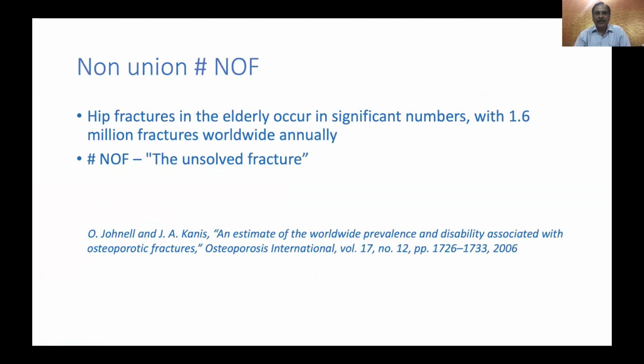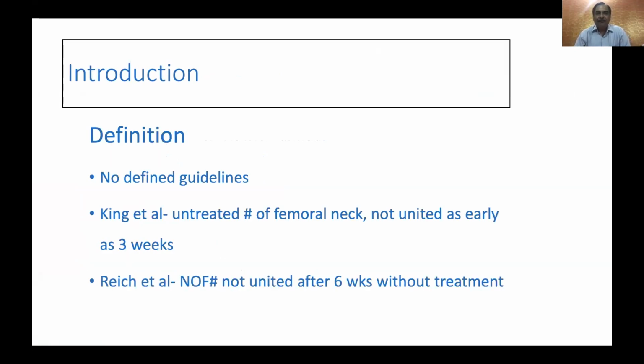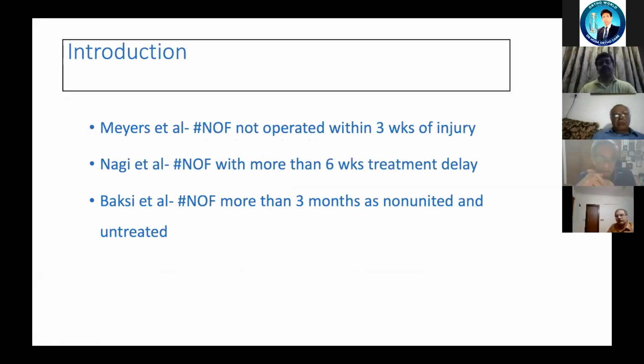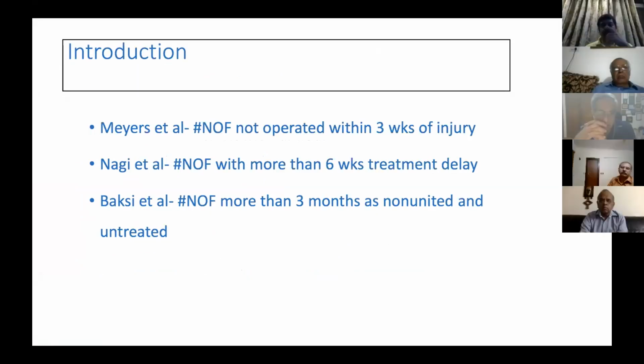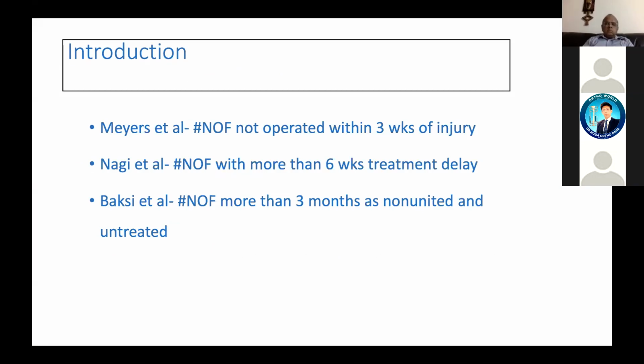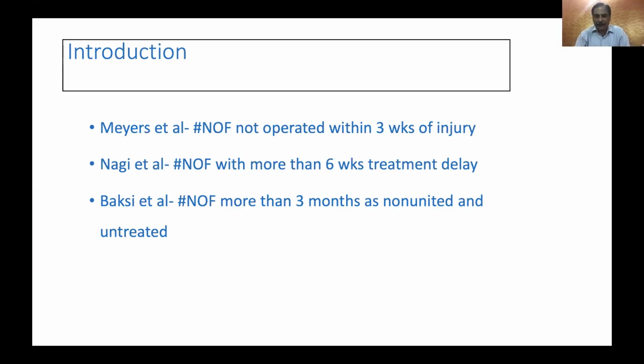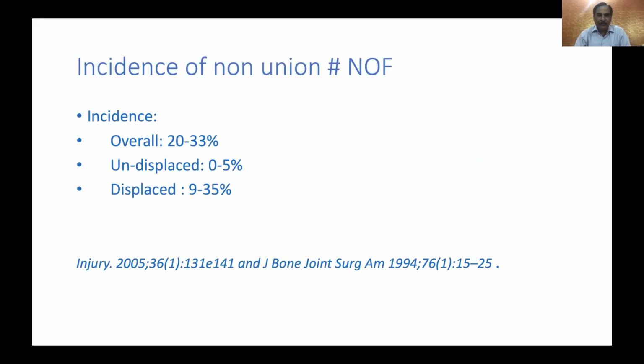Fracture neck femur is very common, in fact the second most common osteoporotic fracture, and there are about 1.6 million fractures worldwide annually. What is a non-union? It's very difficult to define, and the definition varies from unoperated to operated. People have said from 3 weeks to 6 weeks to 3 months as ununited or untreated if the fracture neck femur has not been operated. Today I'm going to talk only about the unoperated, as the topic suggested to me.